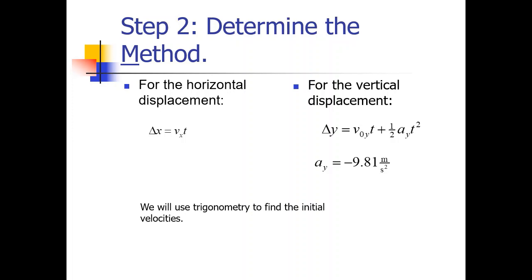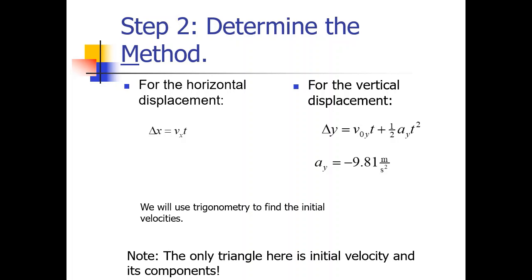And we need to use trigonometry to find the initial velocities. We know the initial velocity was at 55 and some degrees from the horizontal, so we'll need to figure out what the components of that initial velocity are. Remember, the only triangle that comes into play is when we try to figure out what the initial velocity was and its components. The path of a projectile is not a triangle, it is a parabola. So don't try to draw some big triangle and say that's the motion of the projectile.